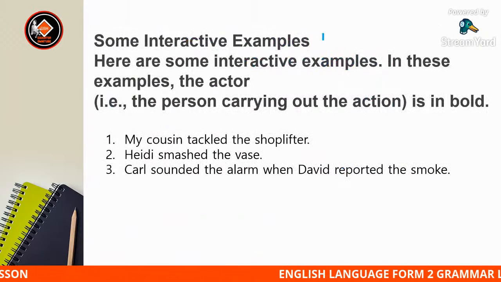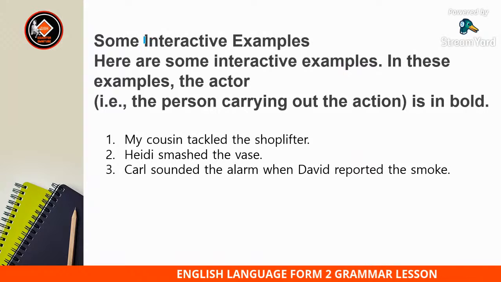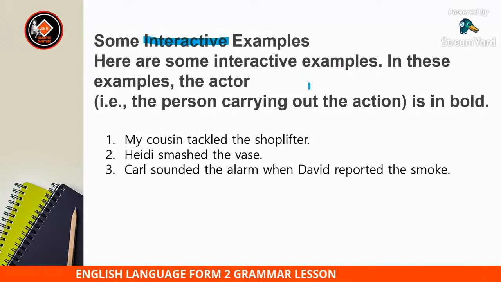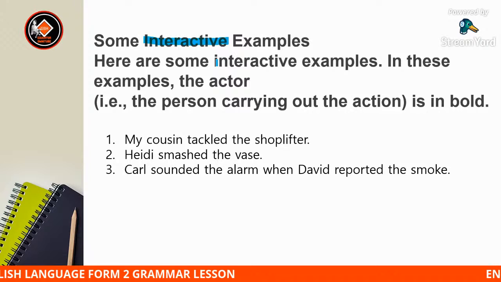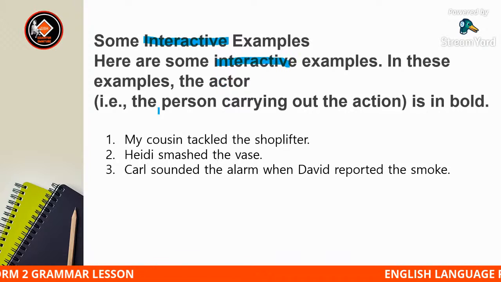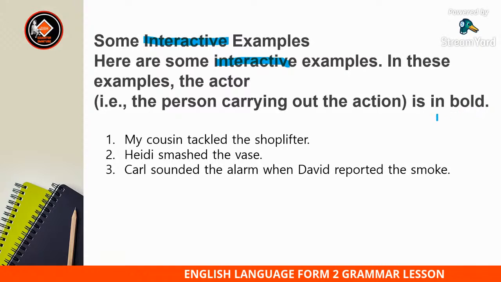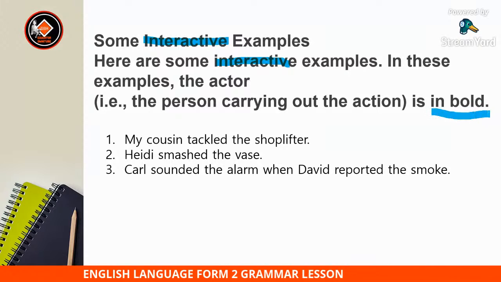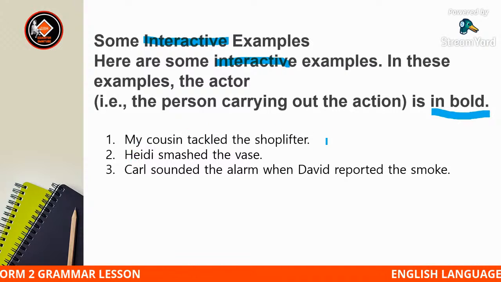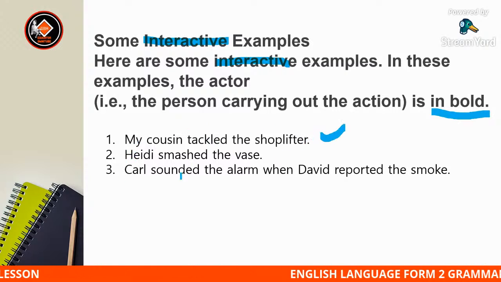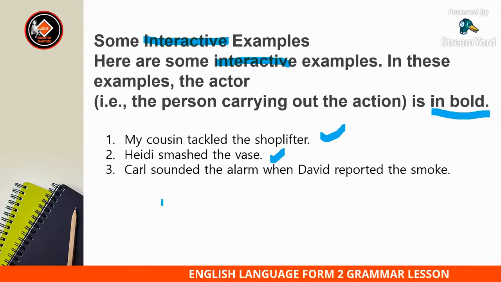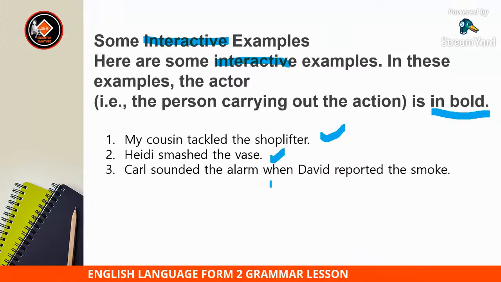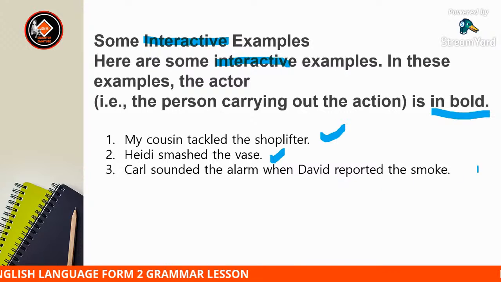So some interactive example, no interactive here. Okay, we are not doing any interactive. Here are some examples. In these examples, the actor or the doer, the person carrying out the action, is in bold. Okay, I didn't put any bold here. So you have to decide. My cousin tackled the shoplifter. Question 1. Heidi smashed the vase. Question 2. 3. Carl sounded the alarm when David reported the smoke.